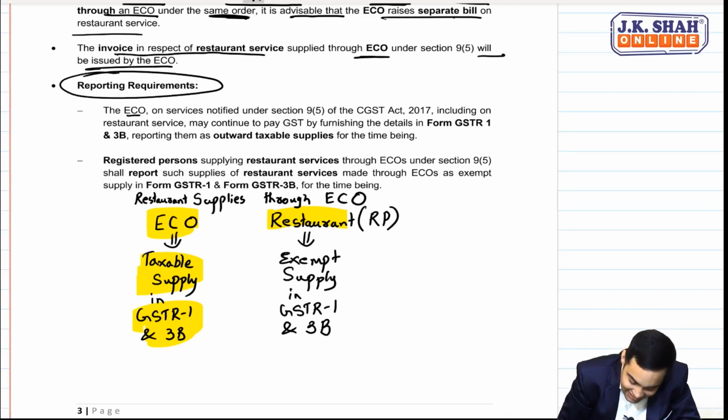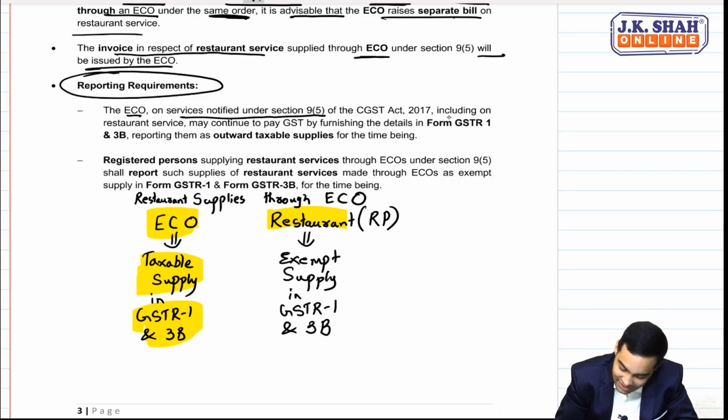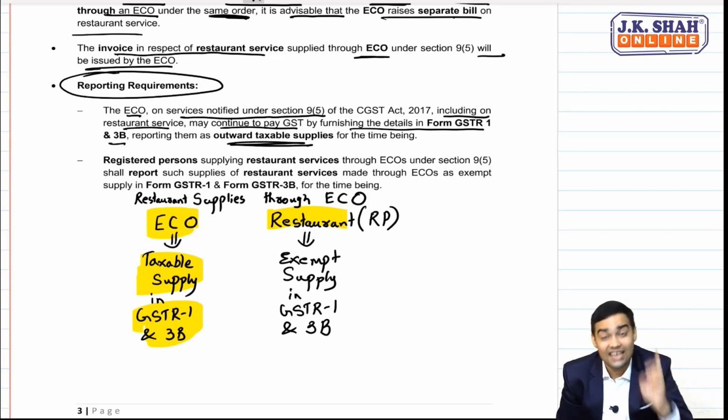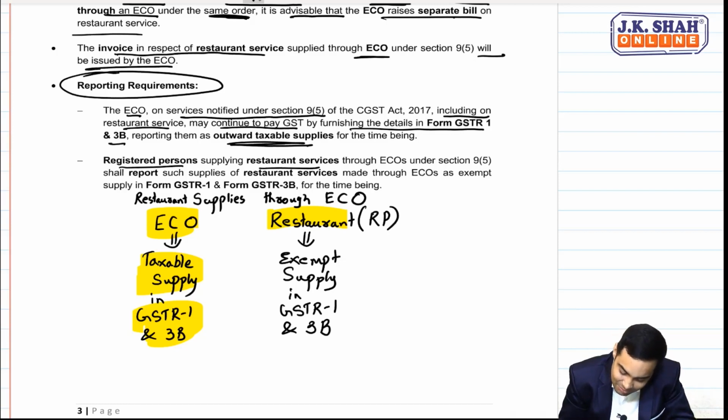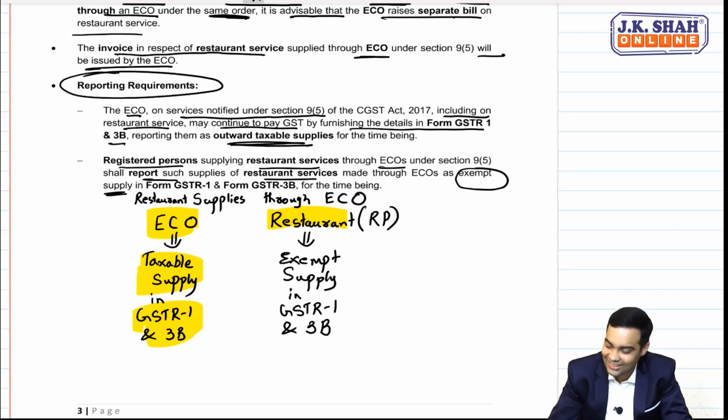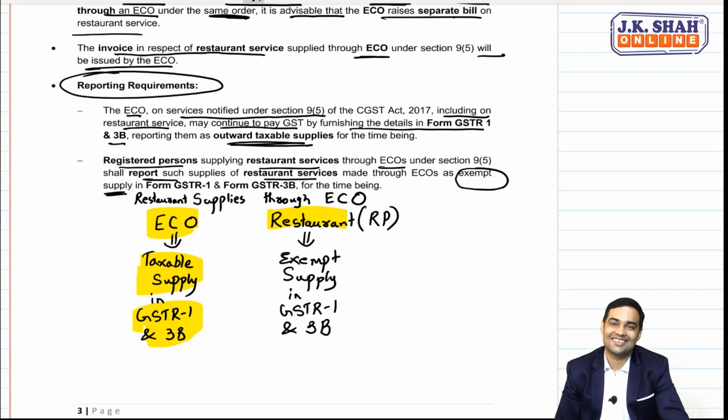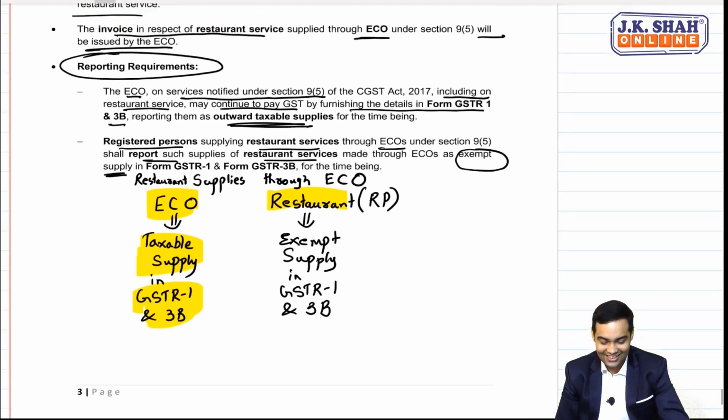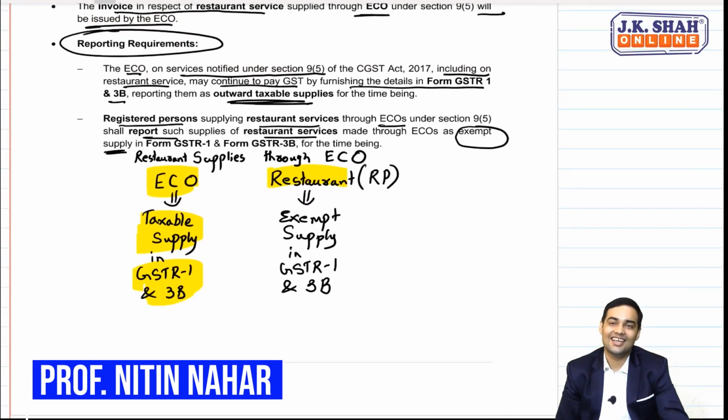Let's see this. ECO on services notified under 9.5, including restaurant service, may continue to pay GST and furnish the details in 1 and 3B as outward taxable supply for the time being. And a registered person supplying restaurant service through ECO will report this as exempt supply. That means one turnover is being reported two times. That's what the provision has provided. So this is where we come to an end of amendments. Wish you all the best for your exams. Study well.